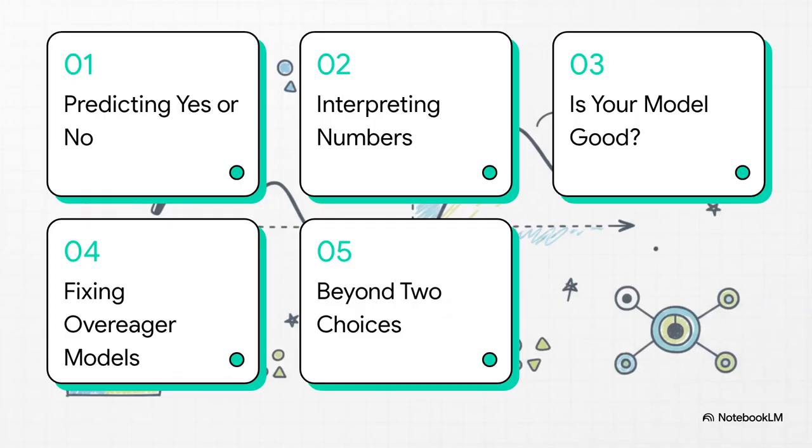All right, here's what we've got on tap. First, we're going to dig into why we even need this thing in the first place. Then, we'll get into the fun part, interpreting those magic numbers the model spits out. After that, we'll ask the big question, is the model even any good? And what do we do when it gets a little overeager? And finally, we'll peek beyond the simple two-choice world.